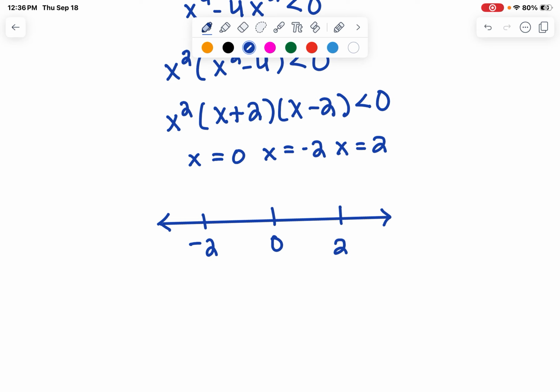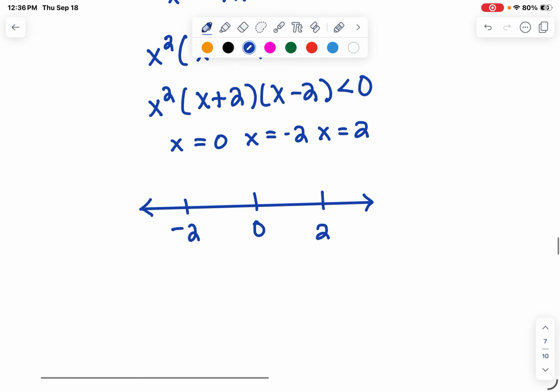Okay, look at your inequality symbol. It says less than, not less than or equal to. So we're using open points. Those are not included in our solution set. I can't pick x equals 0 because 0 is a zero, right? So I have to pick a different number. So I'm going to pick x equals 1, which would fall right here. So that's the one I'm finding.